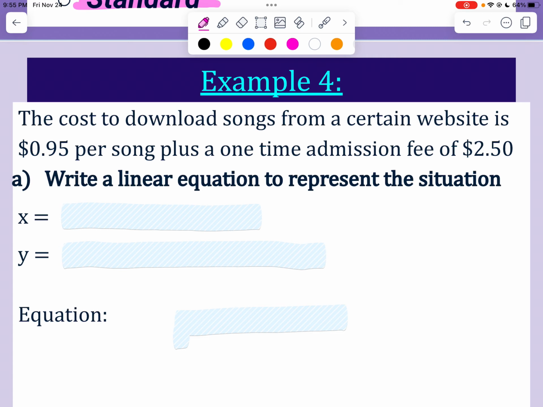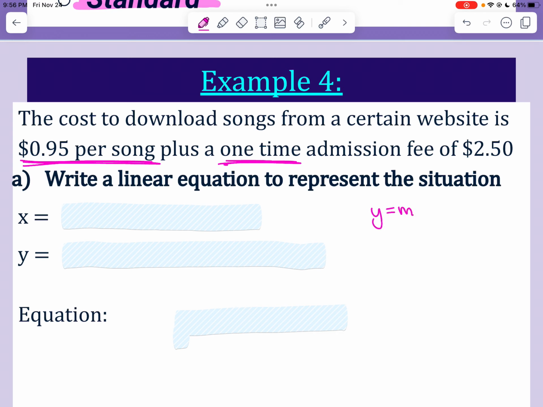Now, because of my experience, I know what form this is going to be in. And the reason I know that is because of how the information is given to me. Because the information is given to me as a one-time fee and a recurring fee, that's going to be in slope-intercept form.